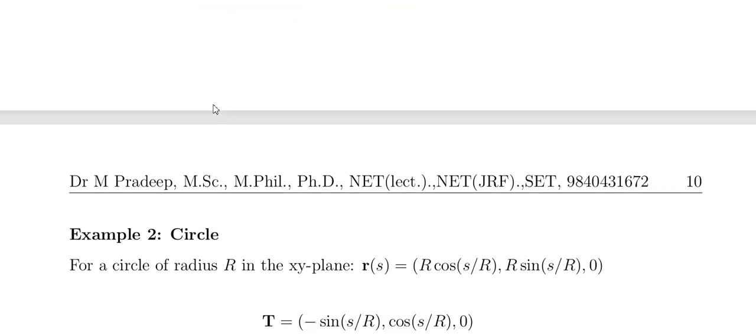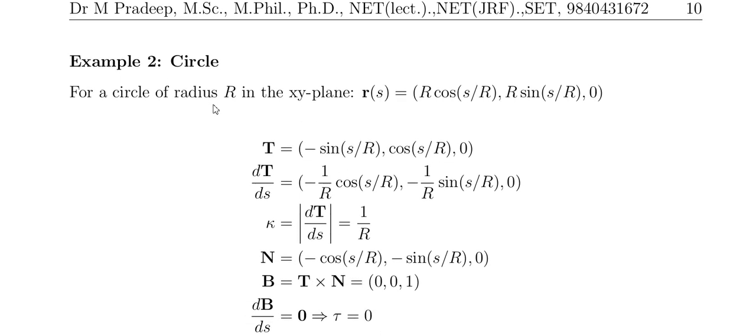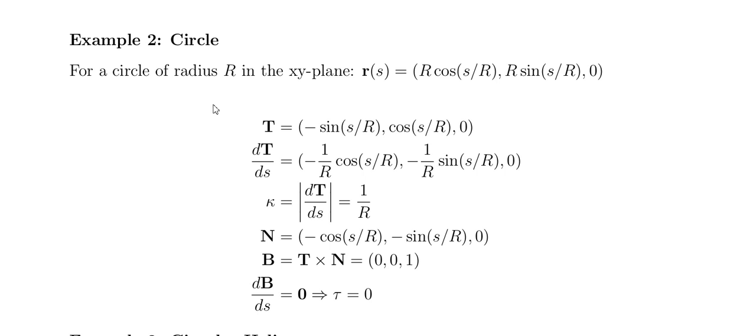And then circle க்கு பார்த்தீங்கன்னா that is the circle என்றது for a circle of radius r in the xy plane, r of s equal to r cos s by r, r sin s by r, 0. So இதுக்கு tangent பார்த்தீங்கன்னா that is இதனுடைய rate of change, that is minus sin s by r into 1 by r வரும், அந்த r cancel ஆயிடும். இது cos s by r into 1 by r வரும், அது cancel ஆயிடும். இந்த 0 என்றது 0 தான். This is called the tangent.